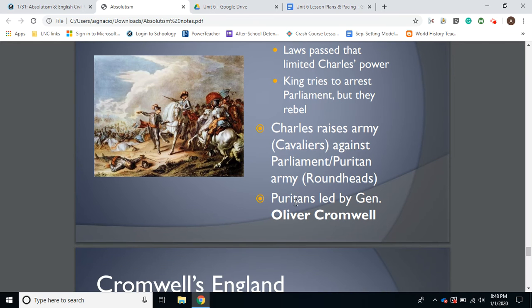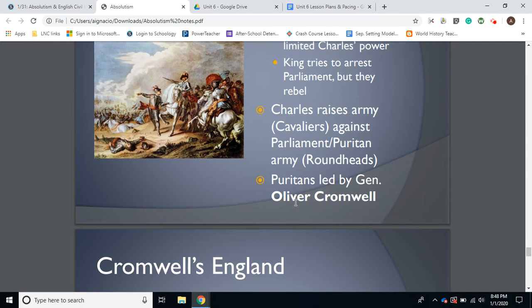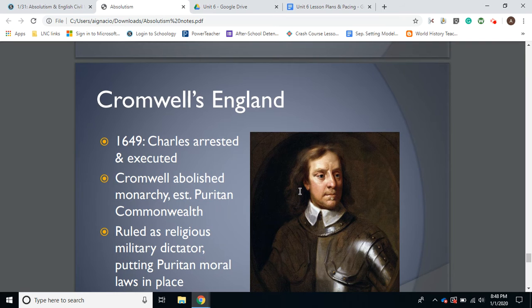They're fighting each other. So the Puritans were led by General Oliver Cromwell, and this goes on for some time. But unfortunately, in 1649, the Loyalists lose the English Civil War, and Charles is arrested and executed.